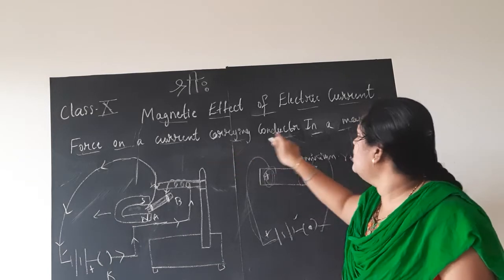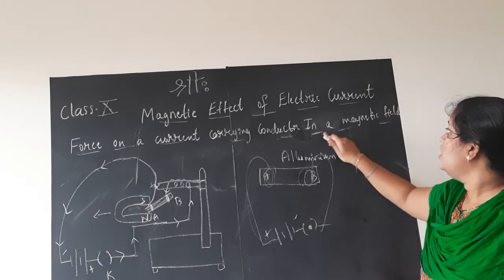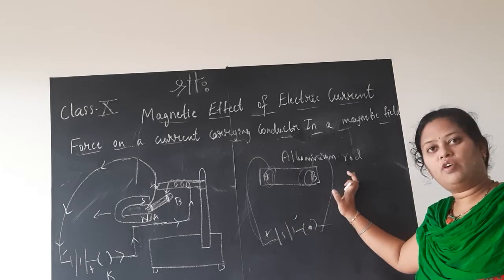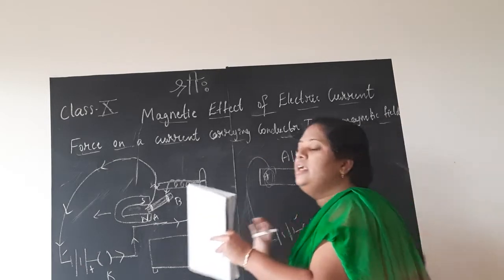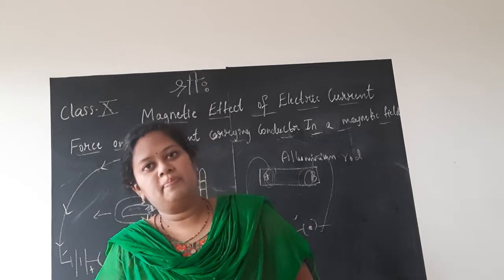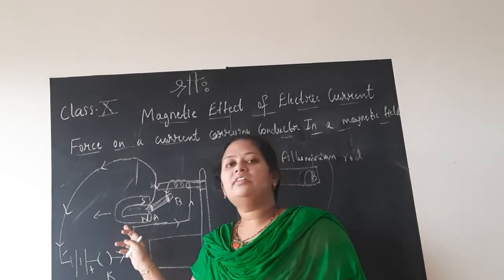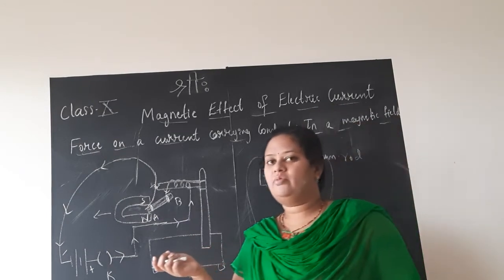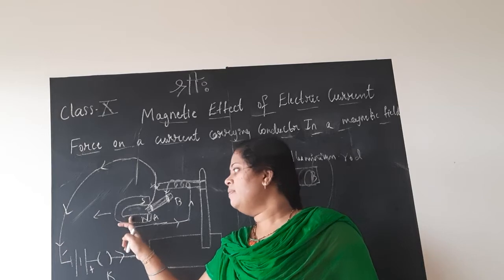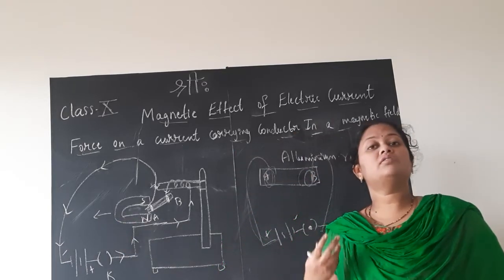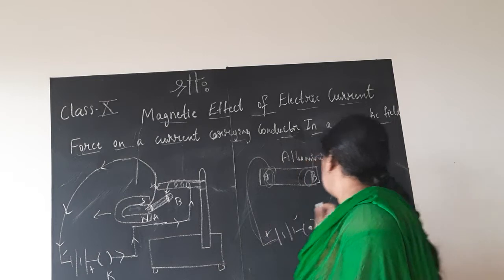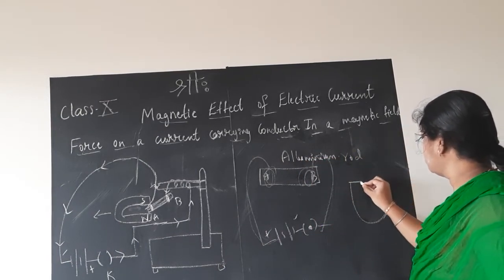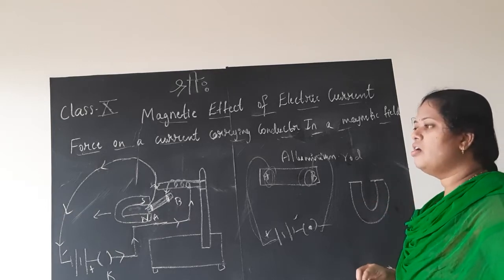Now we have a current carrying conductor, but they are telling us it should be in the magnetic field, which means we need to keep this whole circuit placed in a magnetic field, children. How to do it? We are using the horseshoe magnet. We know the types of magnet. About the bar magnet we studied in the previous sessions, but today in this activity we are using the horseshoe magnet. You all know the horseshoe magnet, like this. This is the horseshoe magnet.